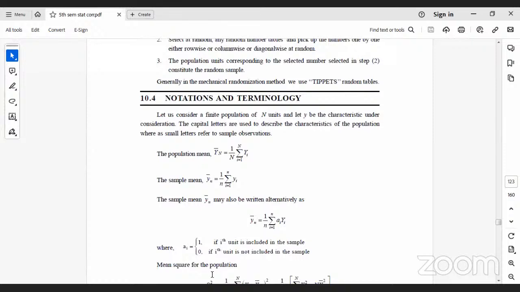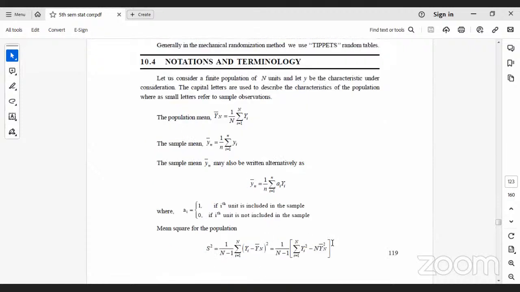Notations and terminology, the most important notations and terminology. The population mean Y bar N is equal to 1 by N summation of Yi, i equal to 1 to N. The sample mean, as already told in the classroom, y bar n is equal to 1 by n summation of yi, i equal to 1 to n. The sample mean may also be written alternately as y bar n is equal to 1 by n summation of ai yi, i equal to 1 to N, so ai is equal to 1 if the ith unit is included in the sample, and 0 if not included.